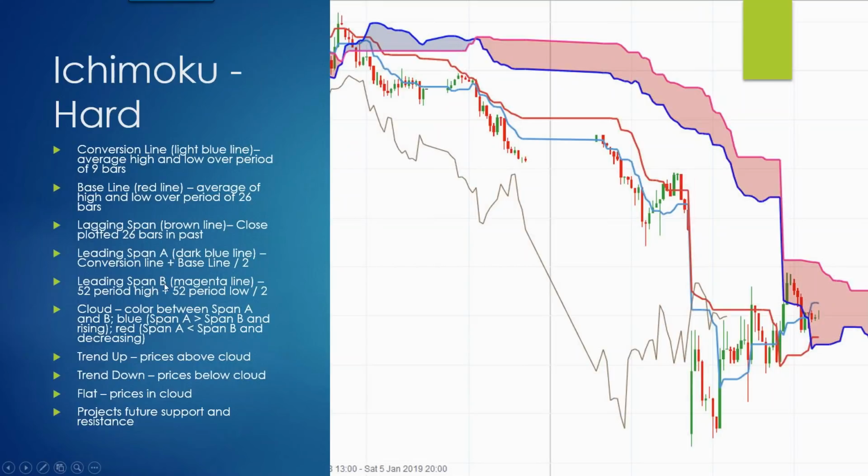Okay, then you have a leading span B, which is the magenta line. Okay, and on that one, you're taking the 52 period high plus the 52 period low and dividing by 2. The cloud, which is this area right here, okay, is defined by saying span A is greater than span B and rising, okay, it will be blue. Okay, it will be red if span A is less than span B and decreasing. Okay.